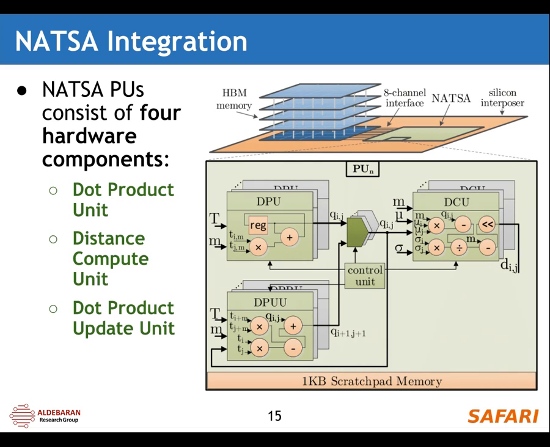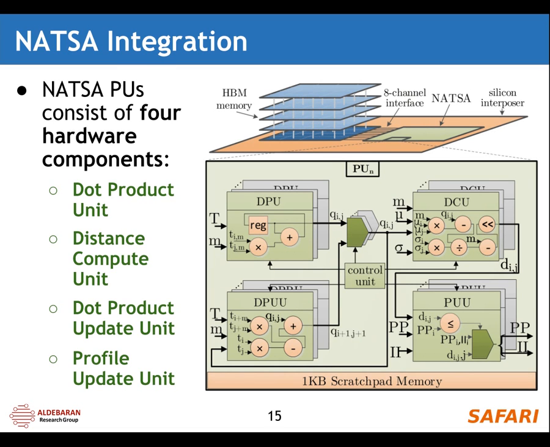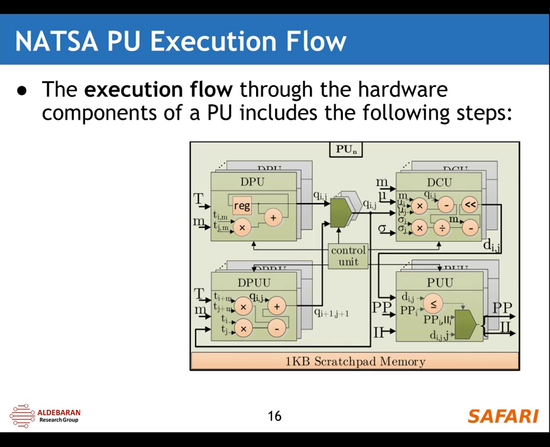Third, we have the dot product update unit. And finally, we have the profile update unit. The execution flow through the hardware components of a PU includes the following steps.